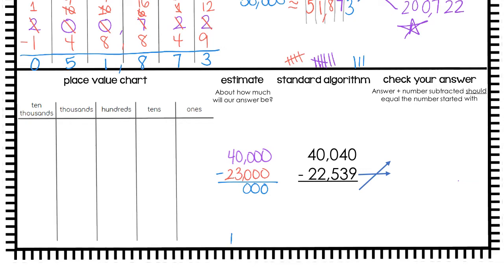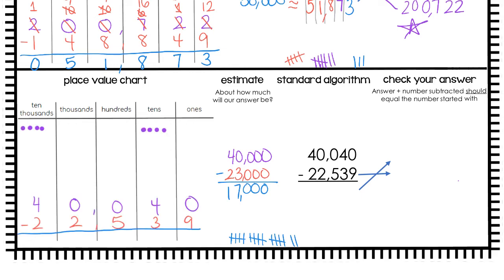23, 24, 25, 26, 27, 28, 29, 30, 31, 32, 33, 34, 35, 36, 37, 38, 39, 40. So we have 17,000. It should be about 17,000. Okay, let's go ahead and write our problem in our place value chart. Pause the video.